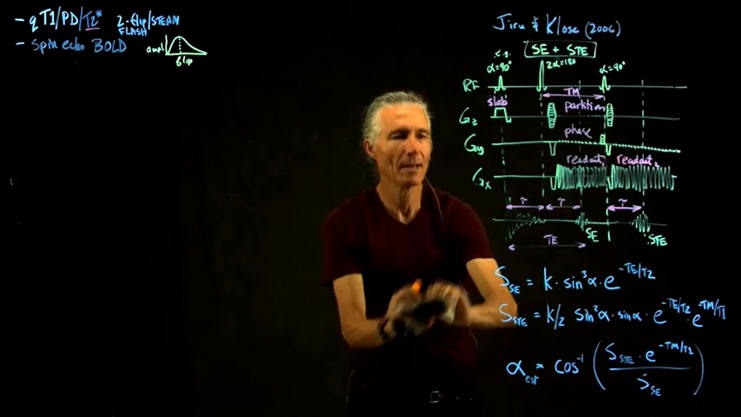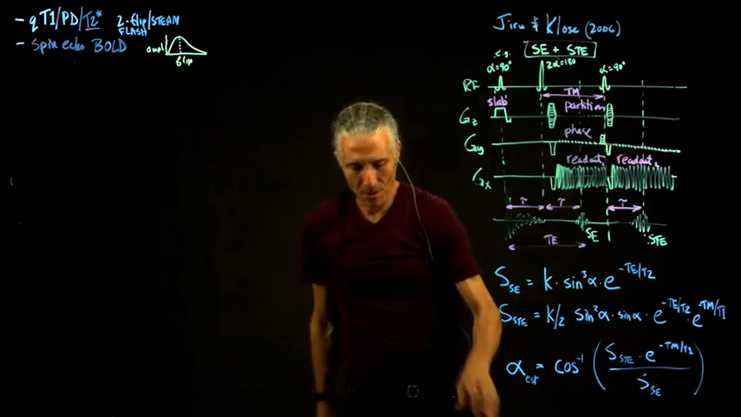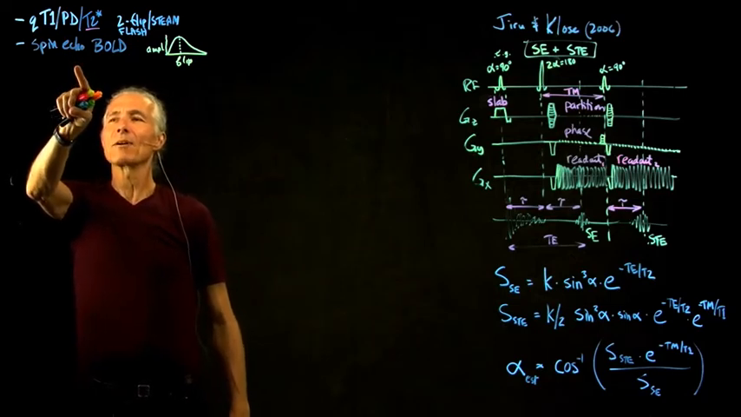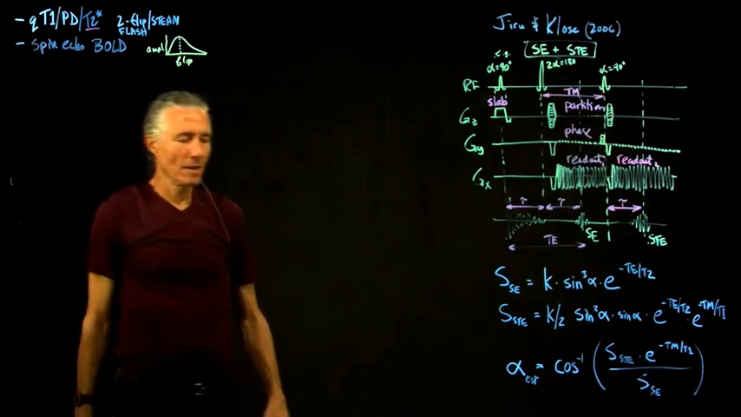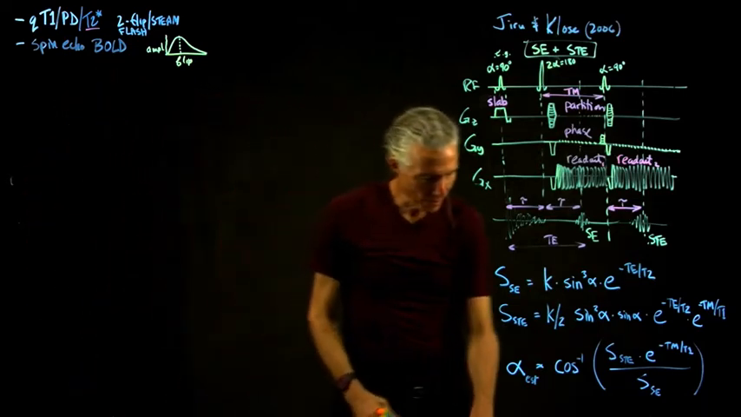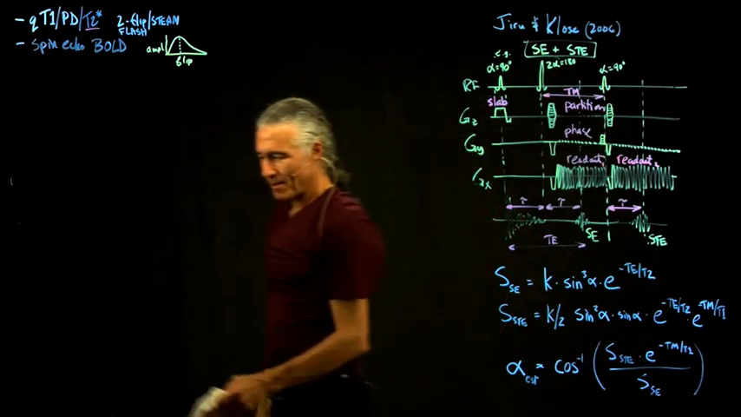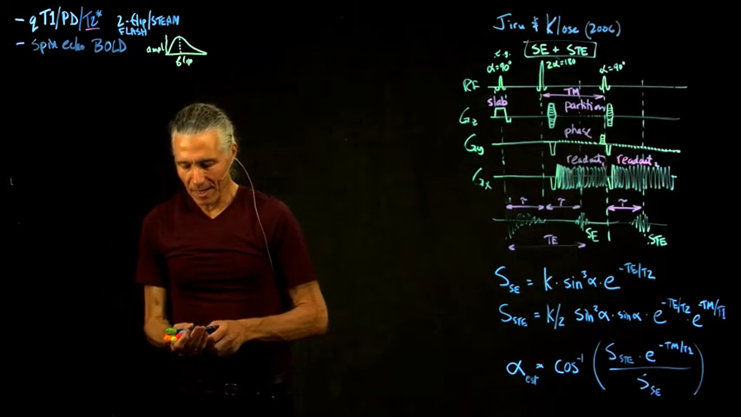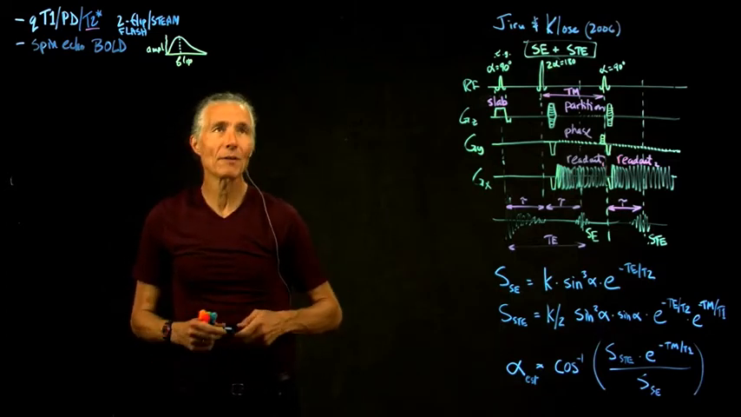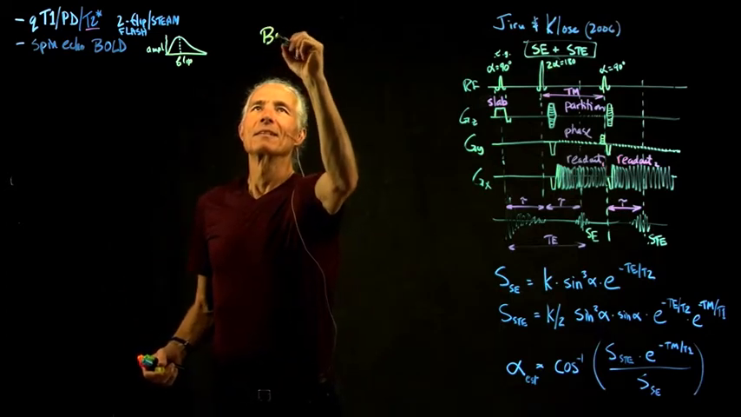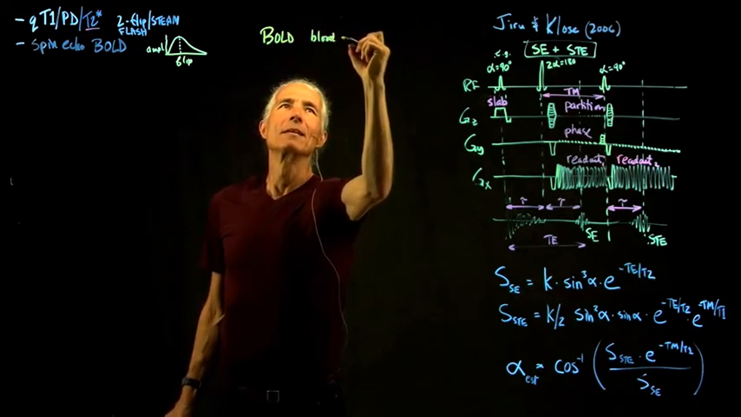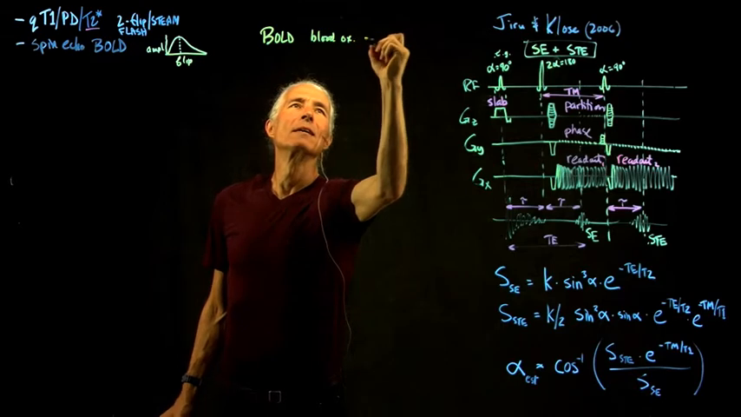Okay, I'll leave that spin echo up here. So let's talk quickly about spin echo and BOLD. And so why on earth would we want to do that? We said when you look at how does BOLD work? So BOLD is blood oxygenation level dependent.